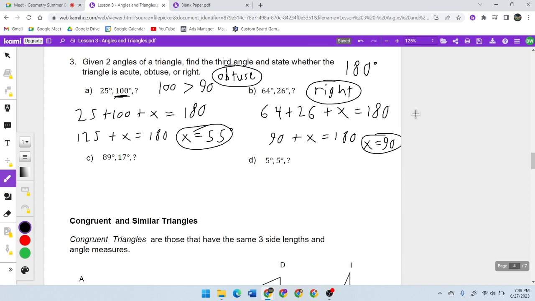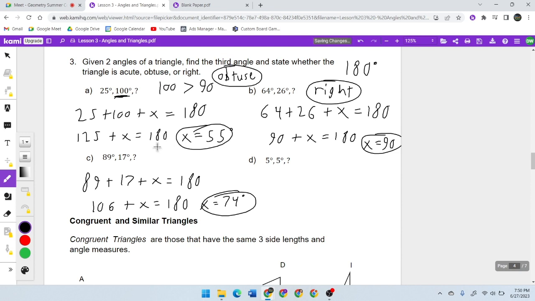Then for the next one, 89 plus 17 plus x must equal 180. 89 plus 17, that's going to be 106, plus x equals 180. And then you subtract 106 from both sides. And yes, it helps if you have a calculator, which usually they let you do for these. But if not, this is simple subtraction. I hopefully don't have to explain it to you at this point in your math careers. But it's going to be 74 degrees.